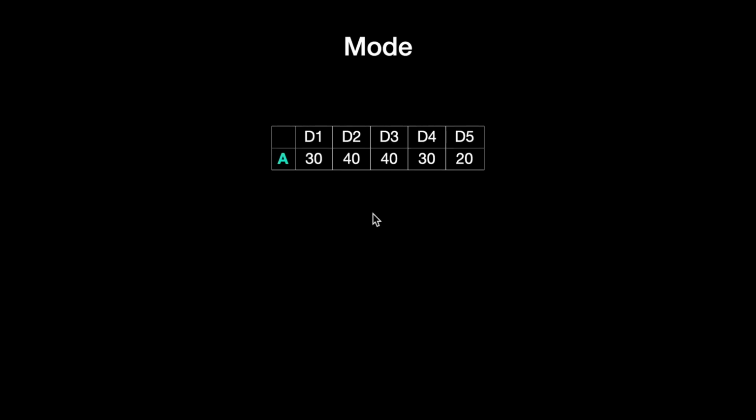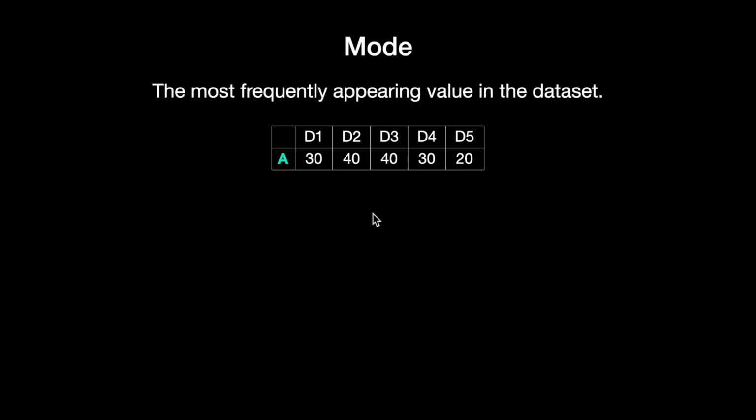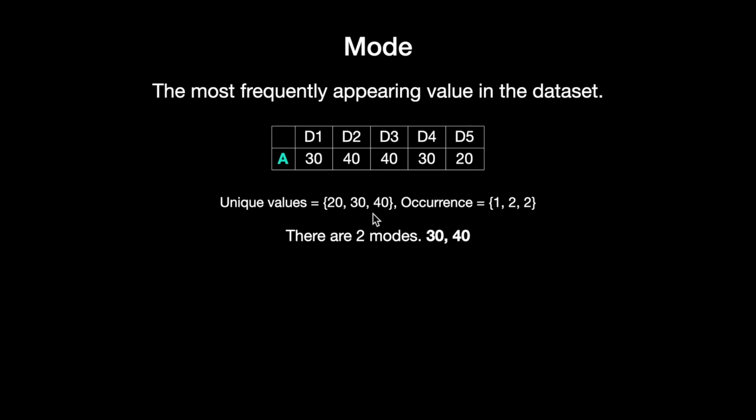Now, mode is the most frequently appearing value in the dataset. What I mean by that is you just count out the unique values that exist within the dataset. In our case, that would be 20, 30, and 40, and count how many times they occur. So in our case, 30 occurs twice, 40 occurs twice, and because these are the most frequently appearing values, the mode for this dataset is 30 and 40.